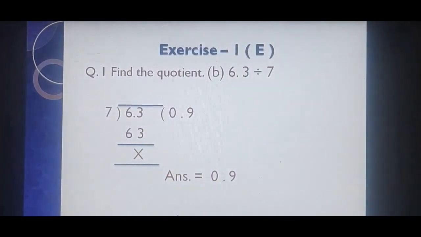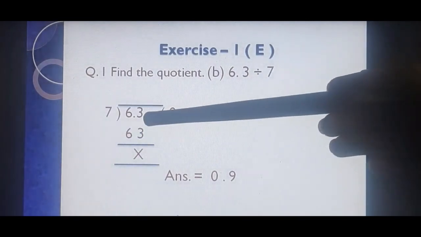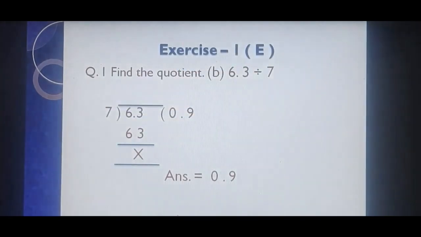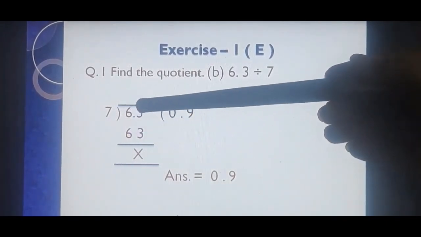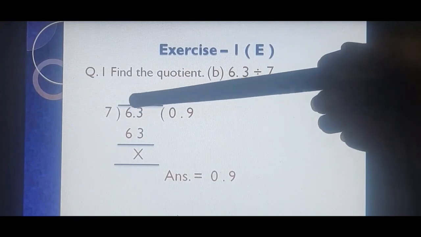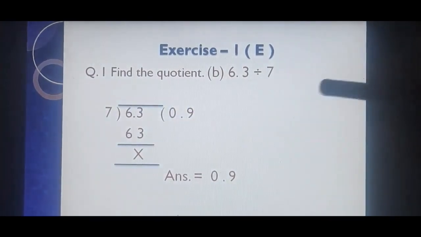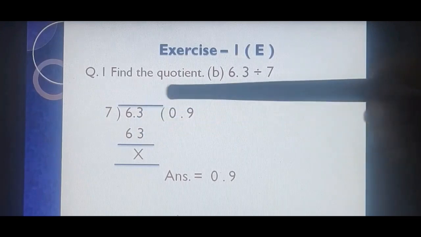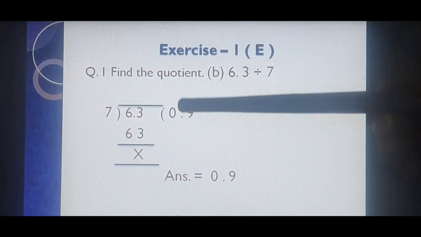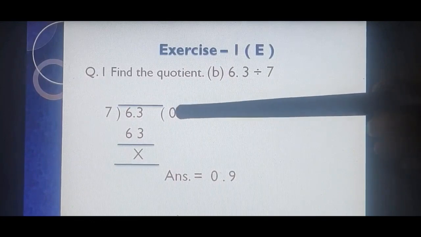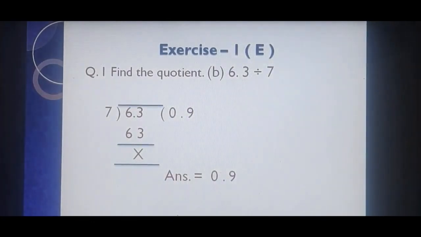Now question number 1, B part. 6.3 divided by 7. So 6.3 will become the dividend and 7 the divisor. 7 9s are 63. Don't put the decimal here. The decimal will be there in our dividend. And then the answer is 9. Now see, after the decimal 1 digit is here. So count from 1's place once and then put the decimal. Now this is our answer, 0.9. When we are doing simple division, 7 9s are 63. But if it is 6.3, then our answer is 0.9. Understood?